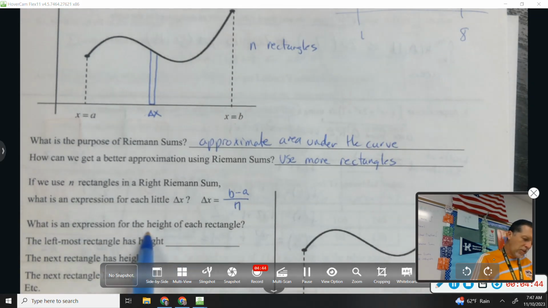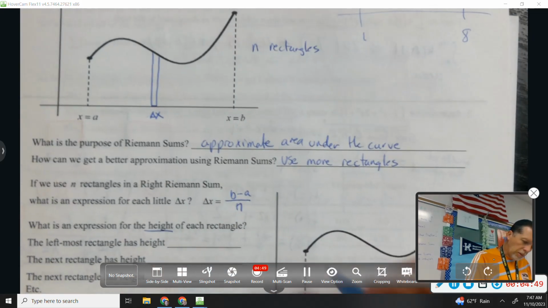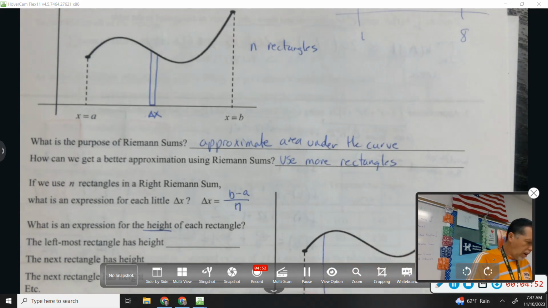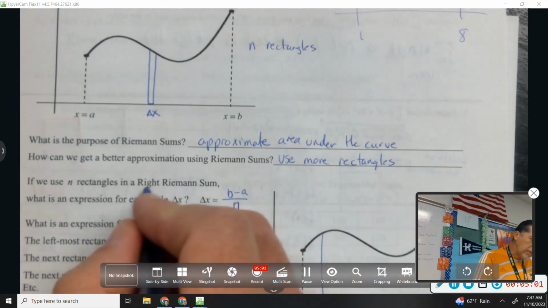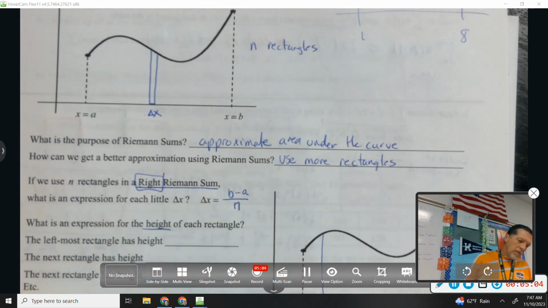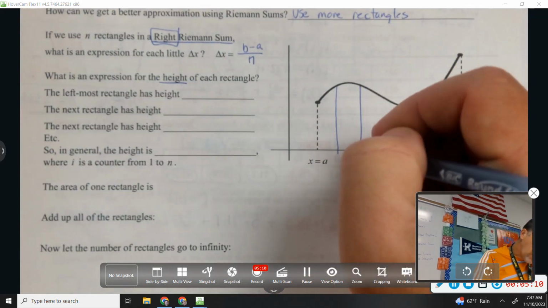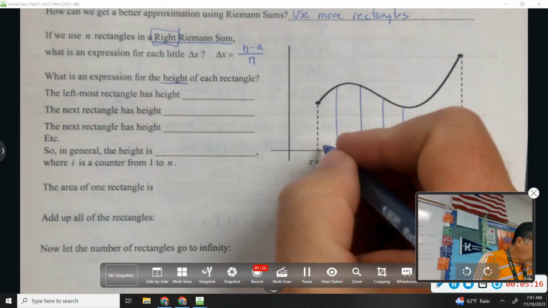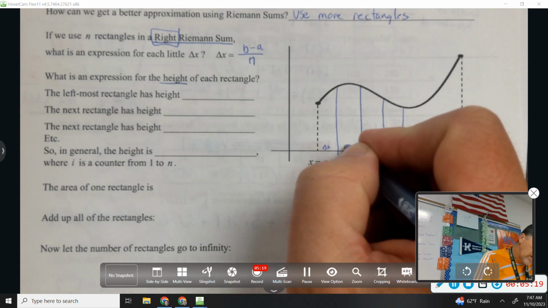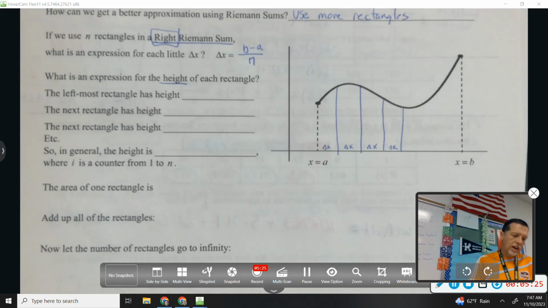Okay, let's find an expression for the height of each rectangle. Well, let's put some rectangles in there. We end up using a right Riemann sum. Yeah, it says it right there. It makes the math easier if we use a right Riemann sum. So let's put some rectangles in there. Each width is delta x.